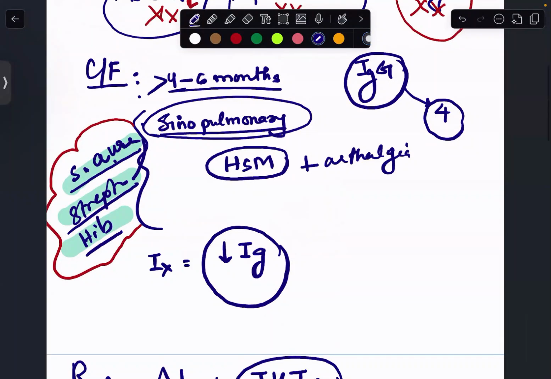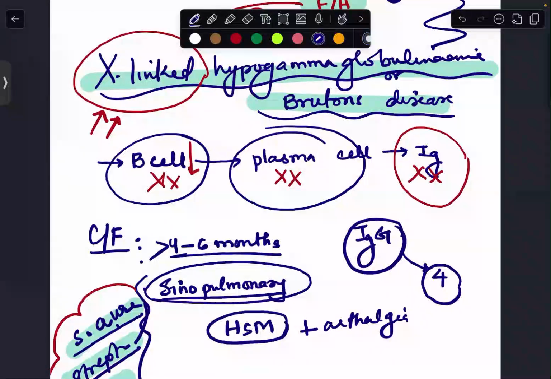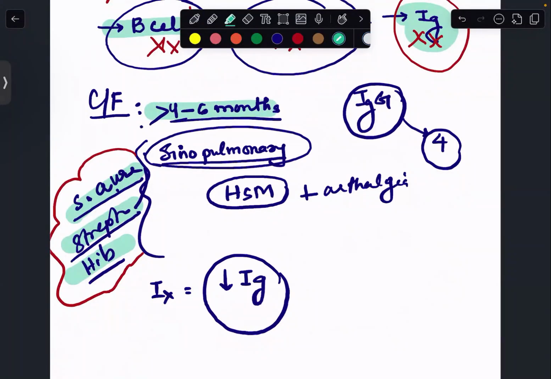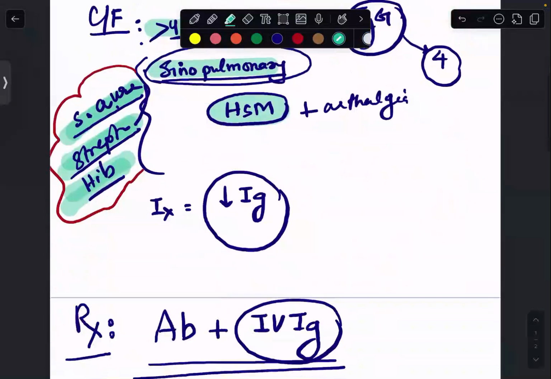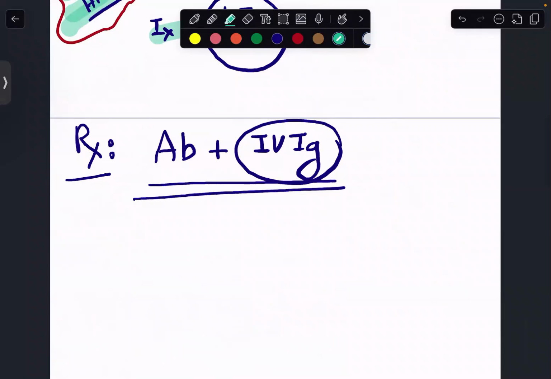So just remember here, X-linked hypogammaglobulinemia or Bruton's disease is caused by B cell deficiency. As a result, there will be a decrease in all immunoglobulins. It commonly presents after the age of 4 months with sinopulmonary infections, along with maybe skin infection, meningitis, or respiratory tract infection, upper and lower. The child can also present with hepatosplenomegaly during the infection period. On investigation, all the immunoglobulins are low. On treatment, you will first treat the infection aggressively with antibiotics, and then IVIG.